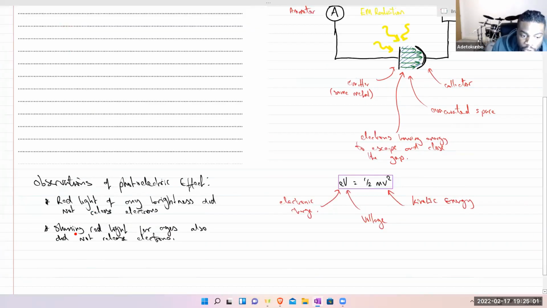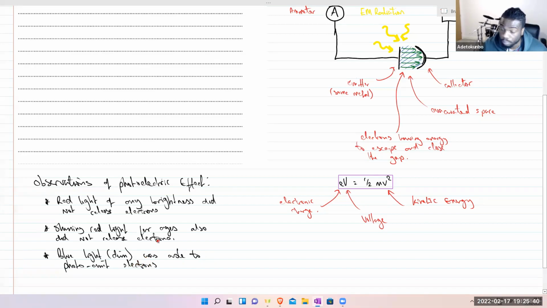For the next observations, I'm going to write the observation, and then below them, I'm going to write the reasoning behind it. The third observation was that blue light, which happened to be dim, was able to photoemit electrons. Blue light was able to photoemit electrons, yes?